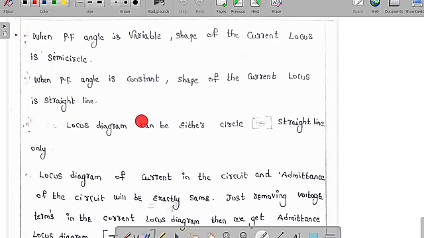If the power factor angle is variable, meaning theta is variable, you get a semicircle. If the power factor angle is constant, meaning theta is constant, it is a straight line. A locus diagram can be either a circle or a straight line. So here you can get only a semicircle, a full circle, or a straight line, but nothing more than these three.